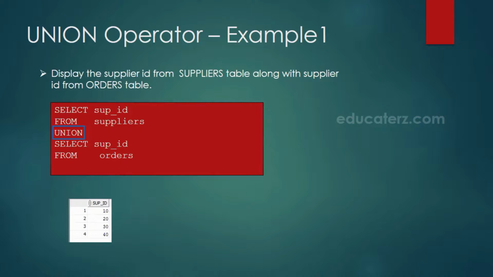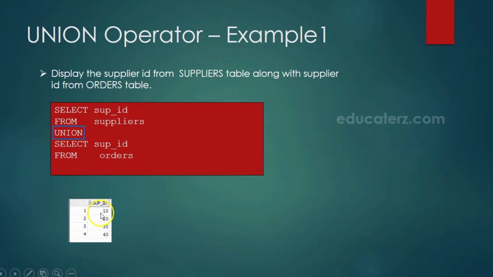Union operator example 1. The requirement is to display the supplier IDs from the suppliers table along with the supplier IDs from the orders table. Here we have to write two queries and use the union operator. We have written select supplier ID from suppliers table, union, select supplier ID from orders table. Let us execute each query individually and see the result, and finally we will join these two queries using the union operator and observe the result.